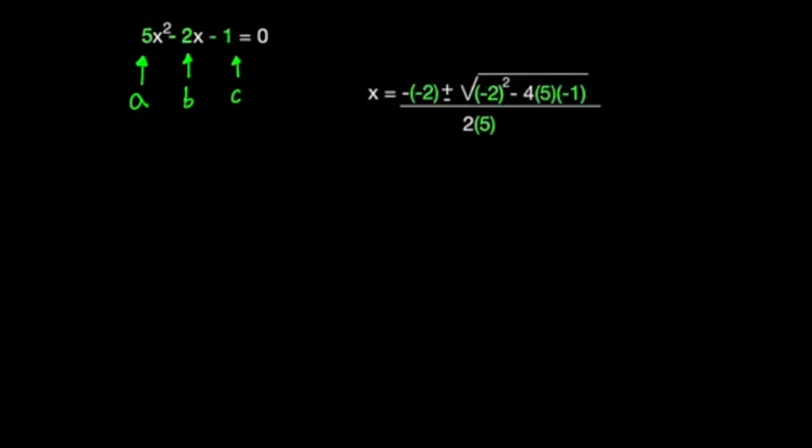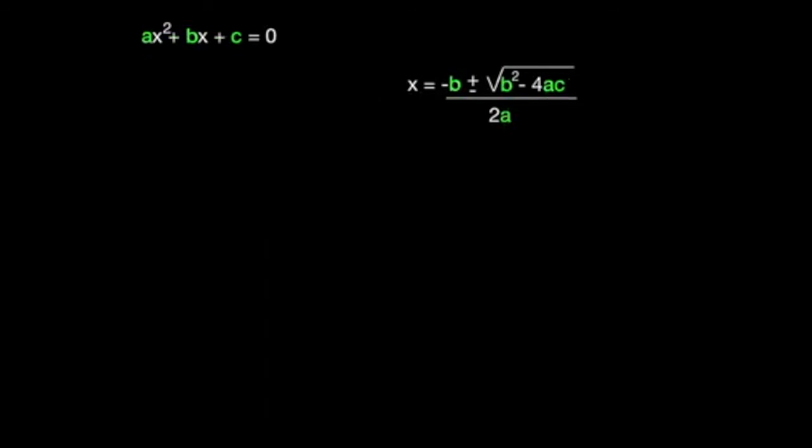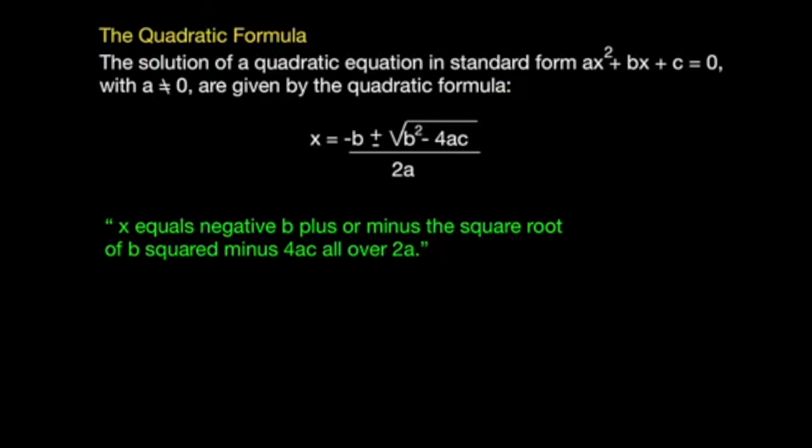We can generalize this pattern and we have the super famous quadratic formula. More formally, the solution of a quadratic equation in standard form, as long as a is not equal to 0, is given by this formula. X equals negative b plus or minus the square root of b squared minus 4ac all over 2a.